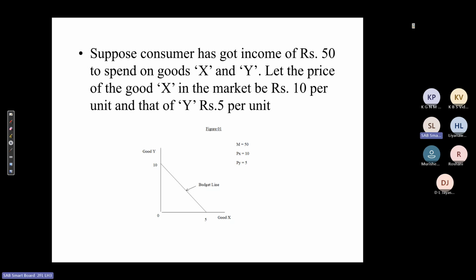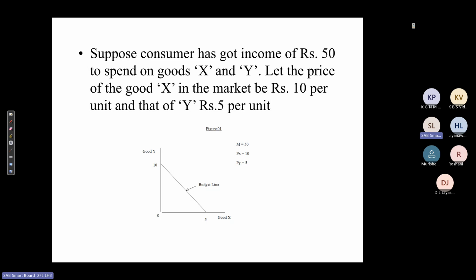Because we take extreme points, we consume only product Y and nothing from product X. We can get a maximum quantity of 10. That is the real income. If we spend the whole income on product X, his real income is 5. So by combining these two points, we can draw the budget line. That is the budget line for this concept.